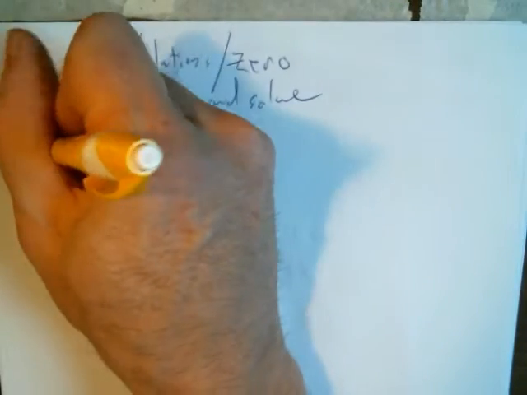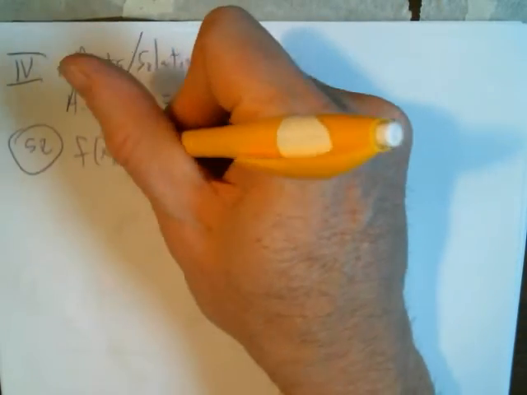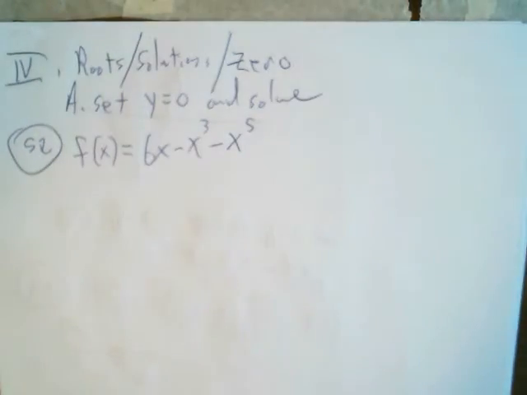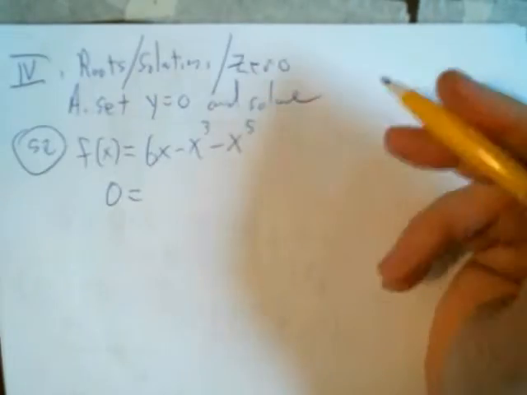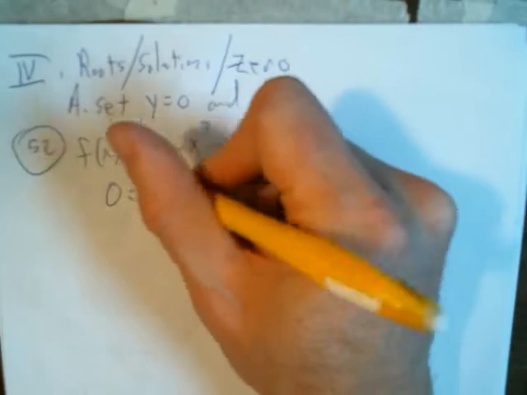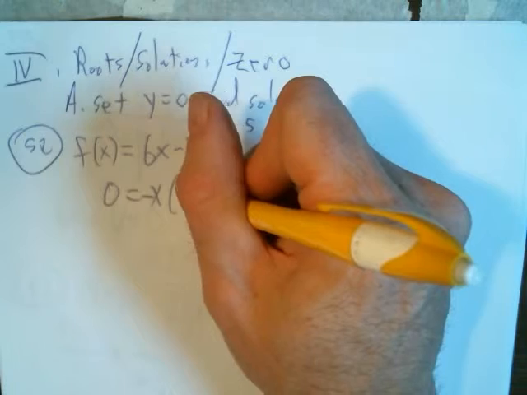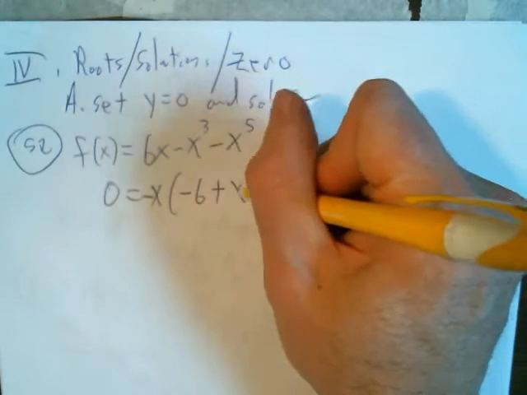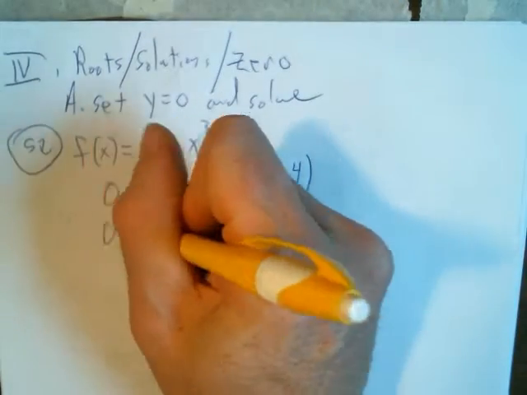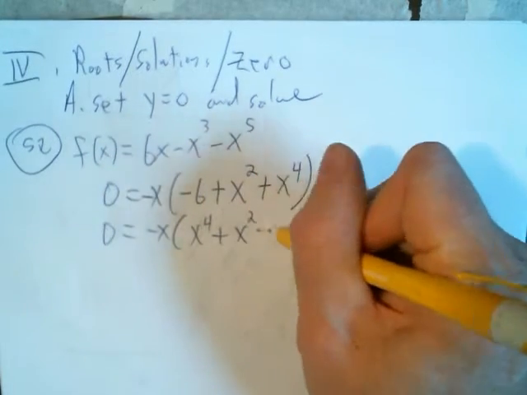Okay, so let's look at 52. I have f of x equaling 6x minus x cubed minus x to the 5th. So I set it equal to 0. I can factor out an x. So I have x times, if you want to, factor out a negative x. So you end up with negative x times x to the fourth plus x squared minus 6.